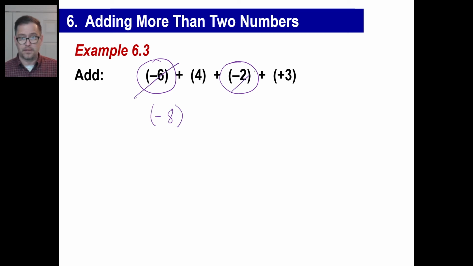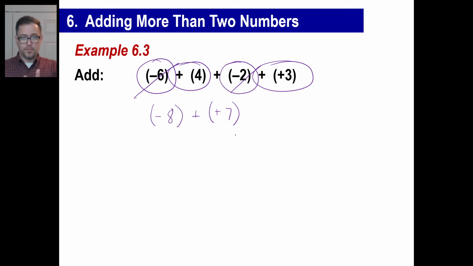Okay, done and done. Okay, well, there's a positive 4. There's a positive 3. We all know what 4 plus 3 is. It's 7, right? You can just write 7. And you don't have to write all these parentheses. I'm just writing them for you so you can kind of see the difference here. Okay, so negative 8 plus positive 7.